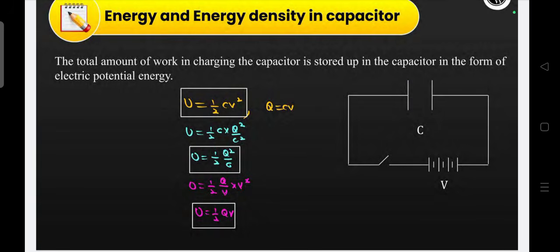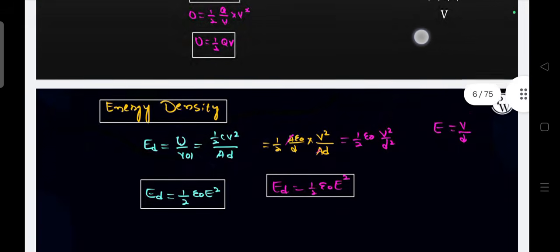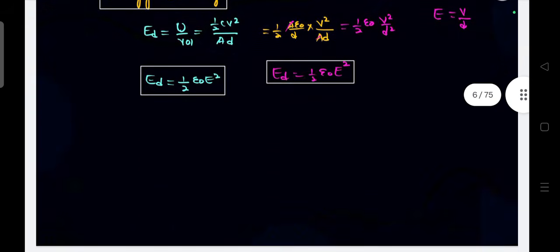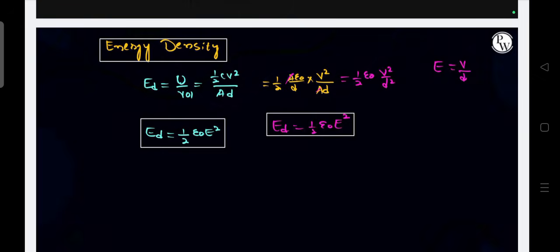Next topic is energy and energy density in capacitor. The total amount of work in charging the capacitor is stored up in the capacitor in the form of electric potential energy. So U is equal to half CV square, U is equal to half C into Q square by C square, U is equal to half Q square by C, because one C gets cancelled. So U is equal to half Q by V square, or U is equal to half QV. So this is the formula for potential energy. Now the formula for energy density is this one.